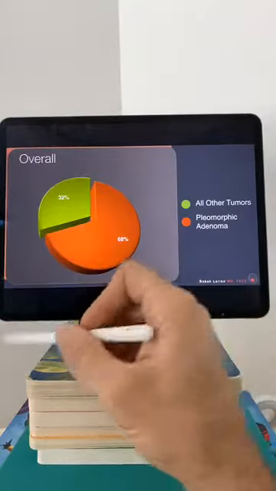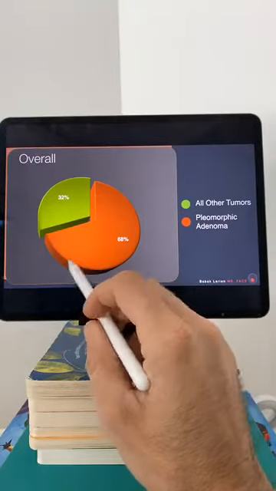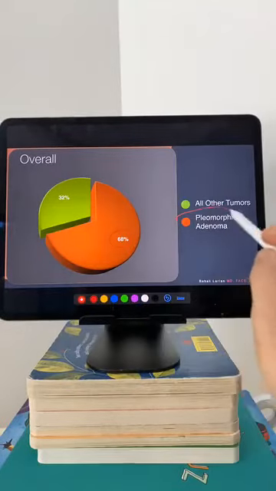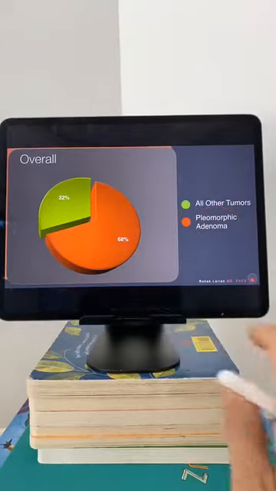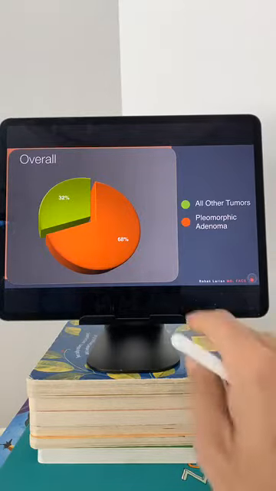So when you look at overall incidence of tumors, 68% overall are pleomorphic adenoma, and 32% everything else, right? So when someone has a lump on their salivary glands, odds are still in favor that it is a benign tumor, right?